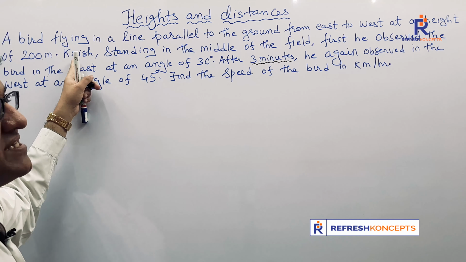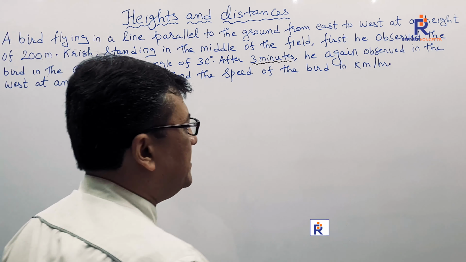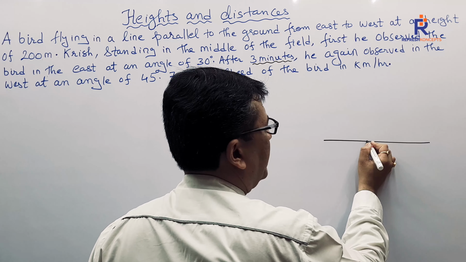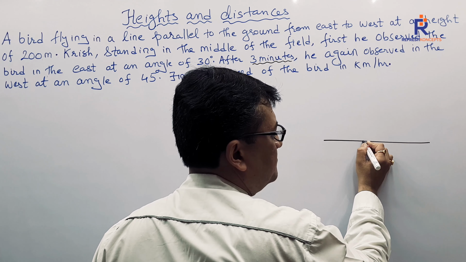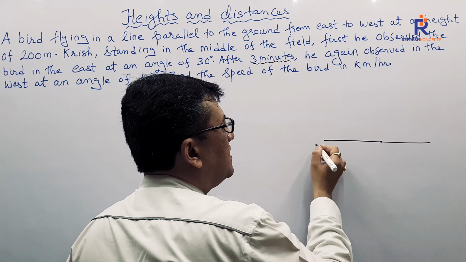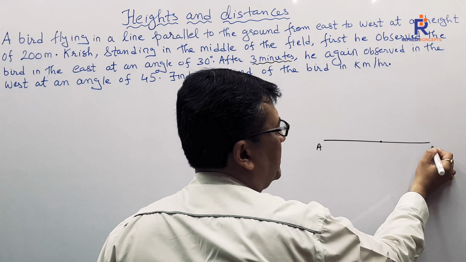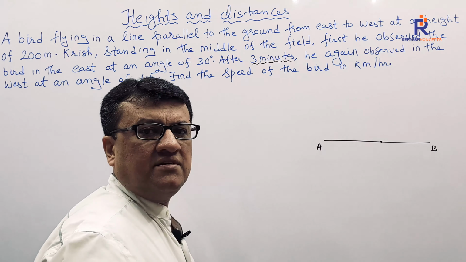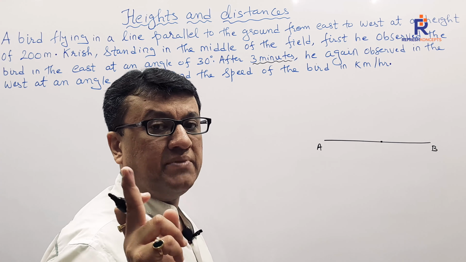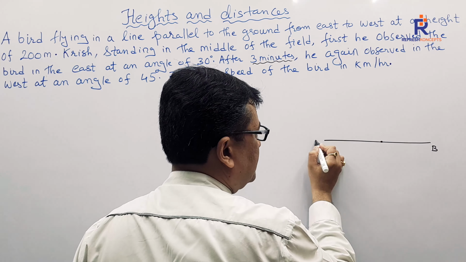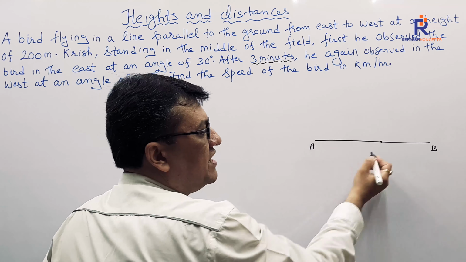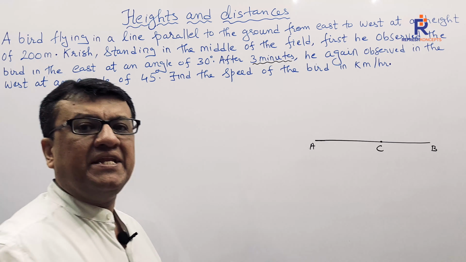So let's try to draw the diagram. Where is Krish standing? He is standing in the middle of the field. So let us say this is what the field is going to be. Somewhere down the line Krish is standing here. This is A, B. I'm not saying that Krish is standing exactly in the midpoint of the ground. No, somewhere. So if you want, you can stretch this also. Let C be the position of Krish initially.